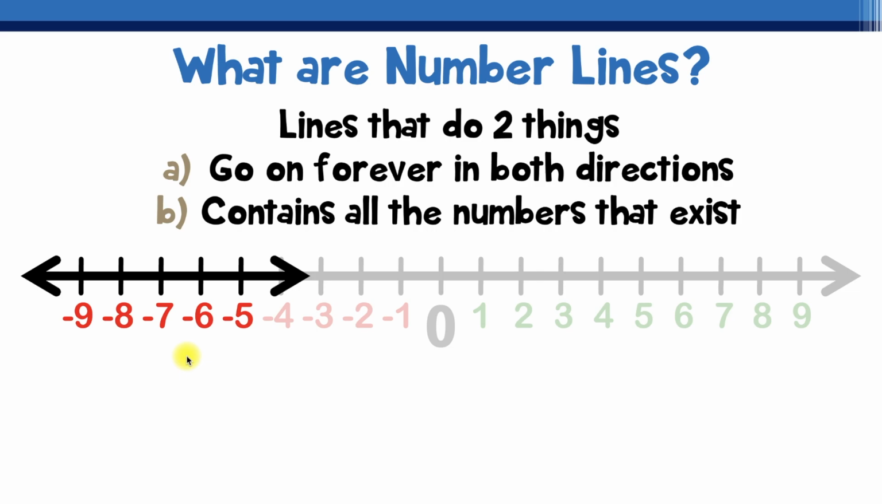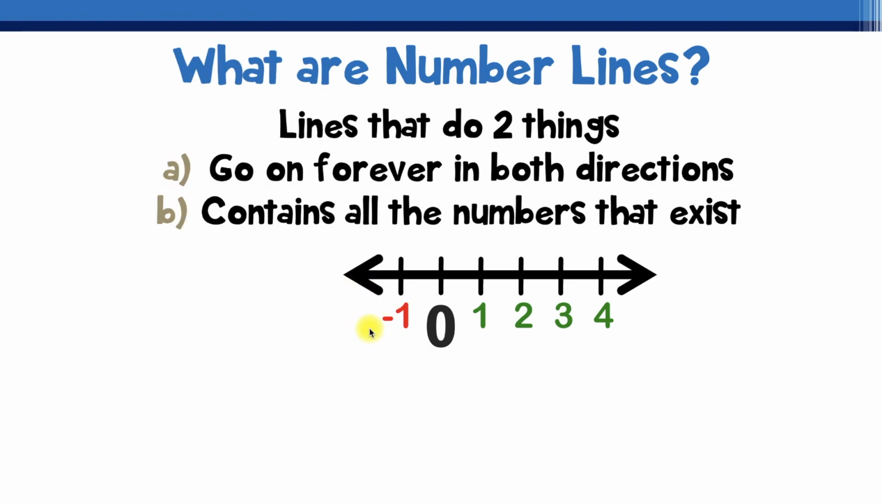Number lines don't just have to have only negative numbers. It can look like this, where it can have both negative and positive numbers, and it doesn't have to end with opposites on either end. This end ends in -1, and this end ends in +4. Again, that's totally okay, and what makes it okay are these arrows at the ends, because we know that these arrows mean that the numbers go on forever in both directions.